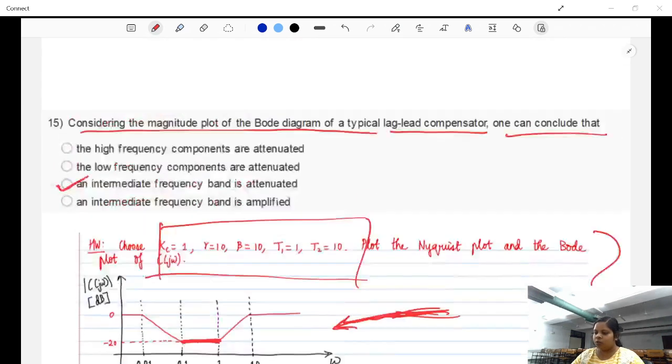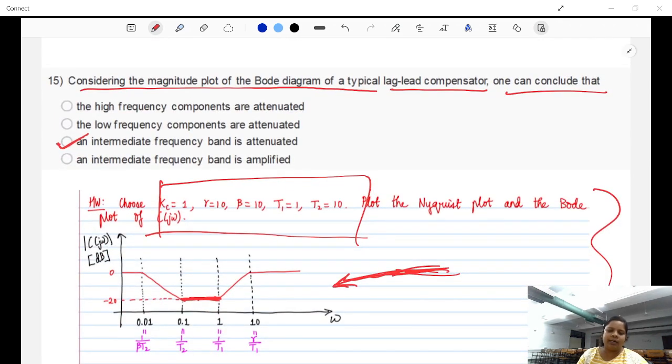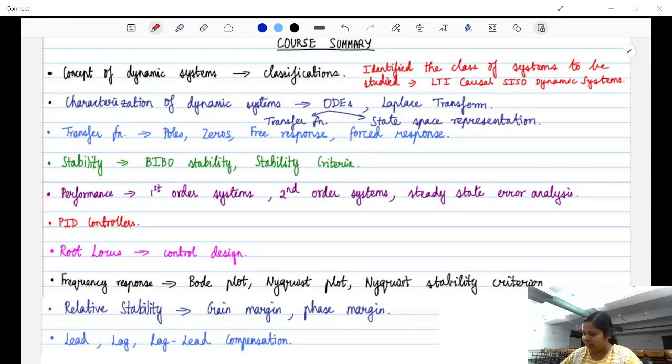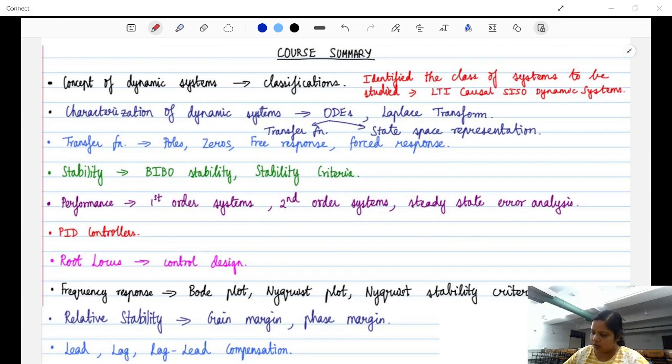Okay, so this was already related to the compensators. And with this we reach the end of the course.